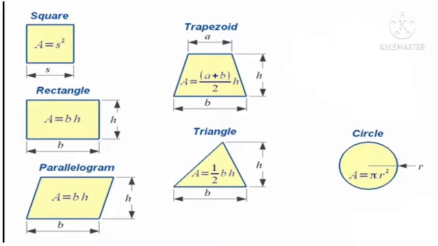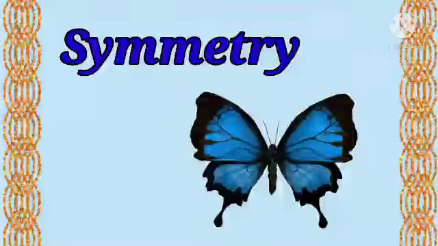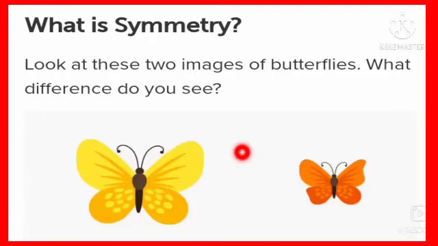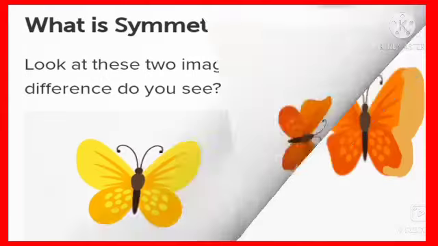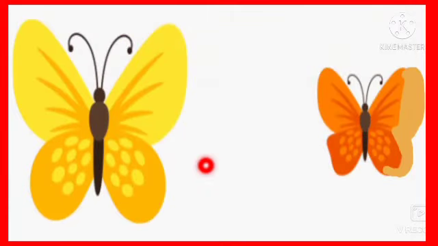Now let us see an interesting topic, symmetry. What is symmetry? Look at these two images of butterflies. What difference do you see? The first butterfly looks exactly the same from both the left and right sides, while the second butterfly does not look the same from left and right sides. The images which can be divided into identical halves are called symmetrical. The images that cannot be divided into identical halves are called asymmetrical.